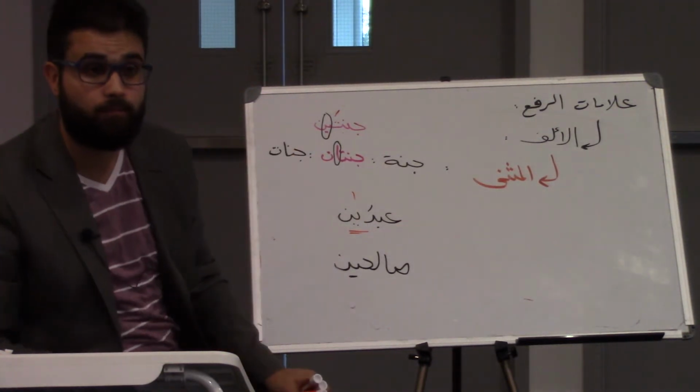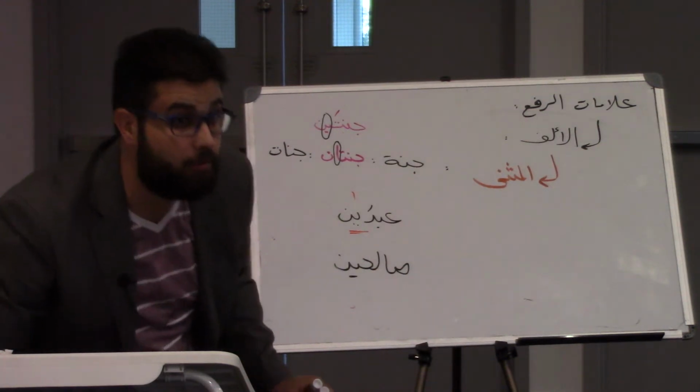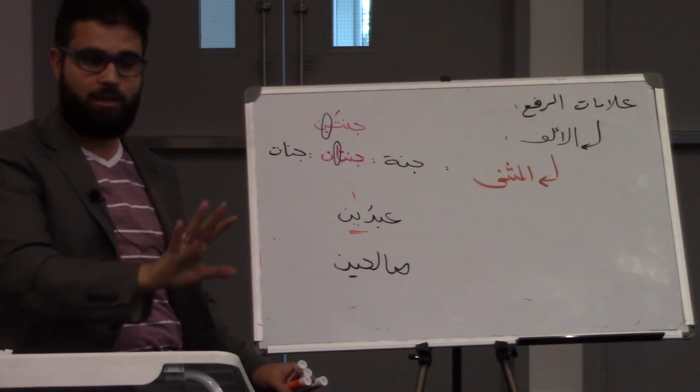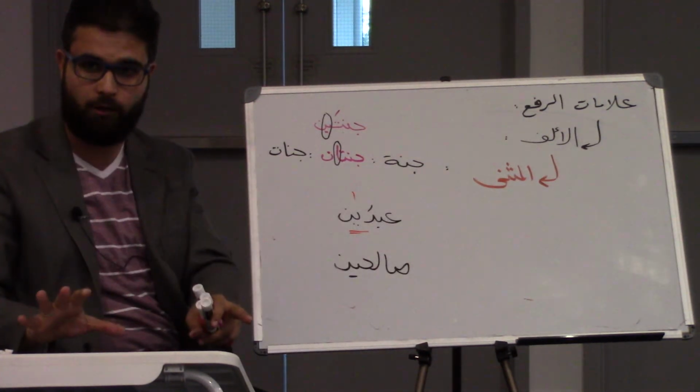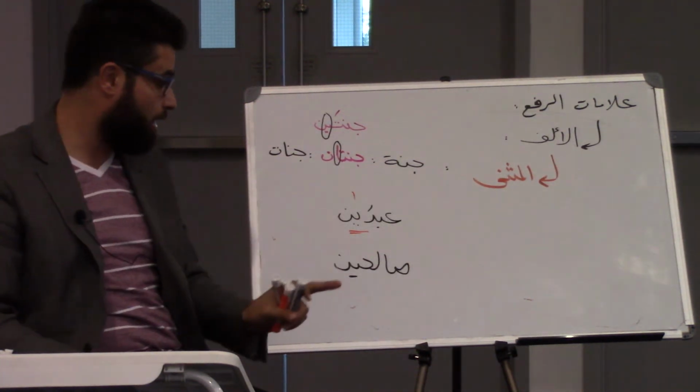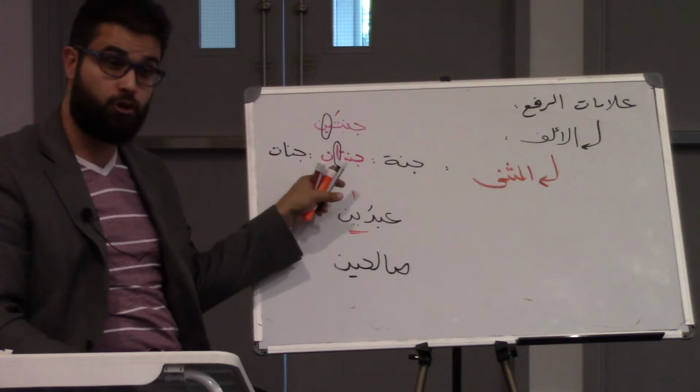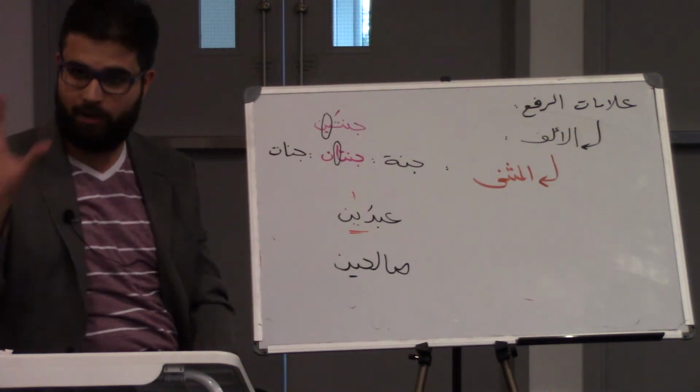Is it majroor because of the ya? Because it has a ya instead of an alif. We can't say anything right now. Let's arrive at that when we do. But for now, what you know now, because you don't know that yet, right? What you know now is that the alif for the dual term is the marker of rafa'. That's all you need to do.